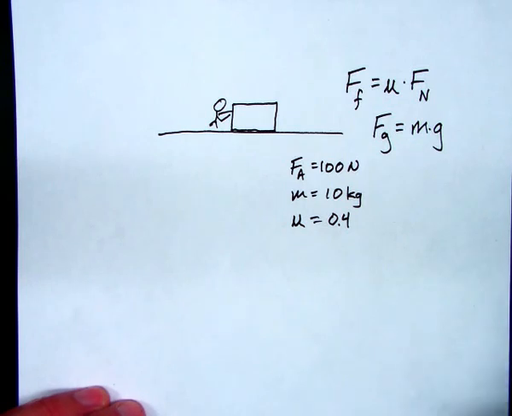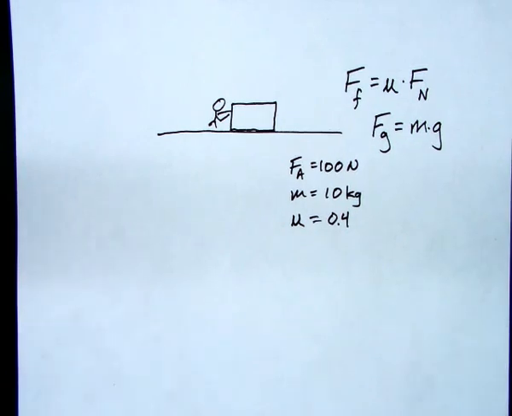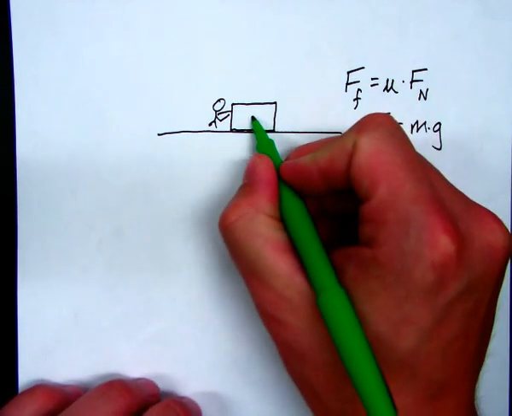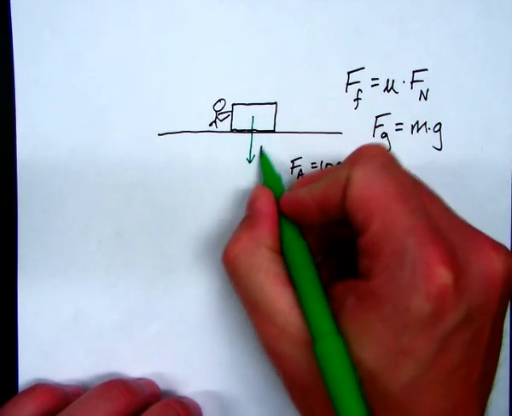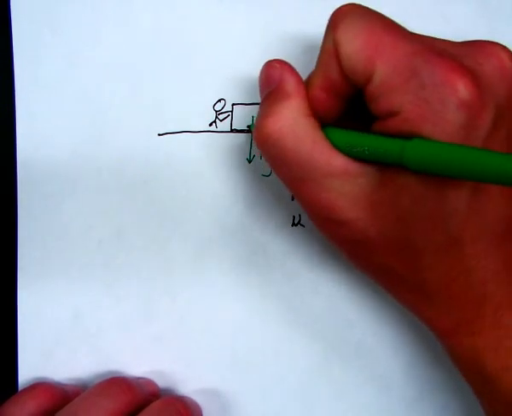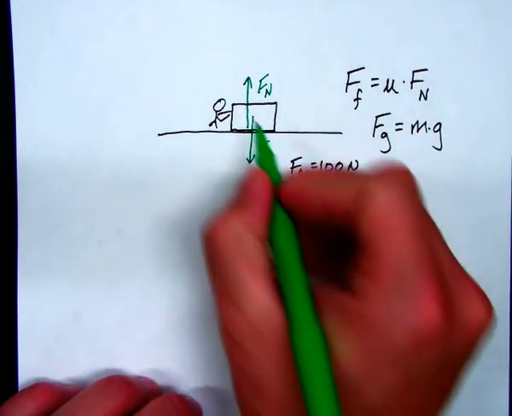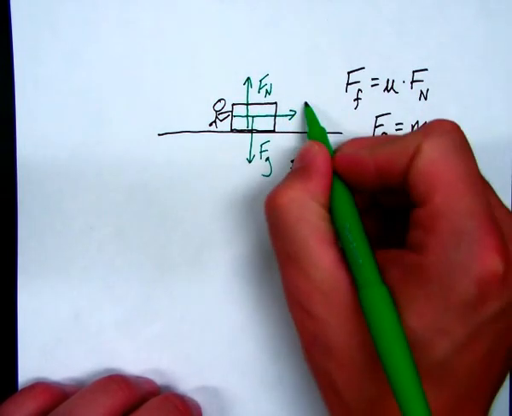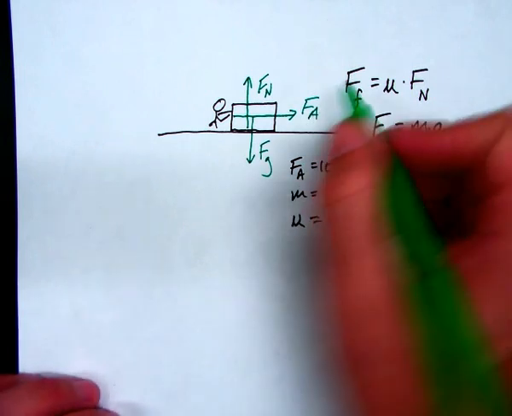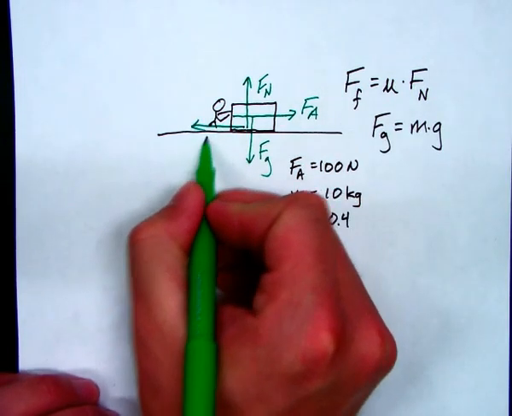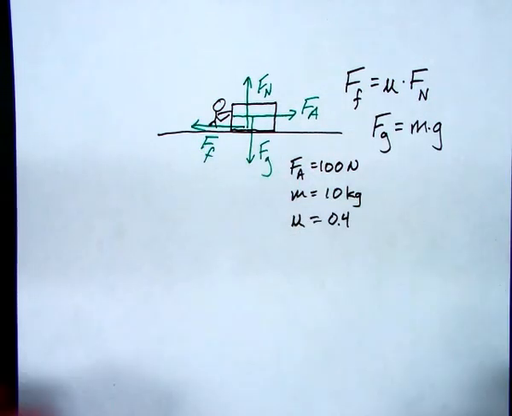So, like usual, the first step when solving a problem like this is to draw our forces on the force diagram. So I have gravity always acting straight down. I have the normal force acting up. I have an applied force pushing forward, and now I have friction pushing back.